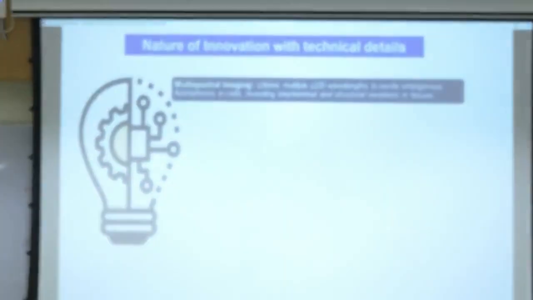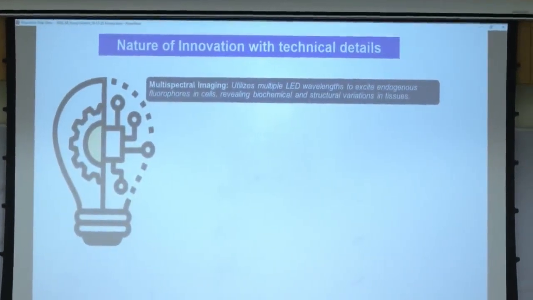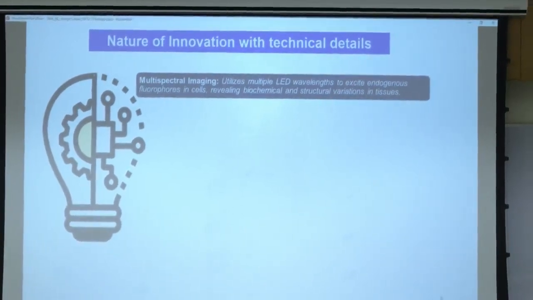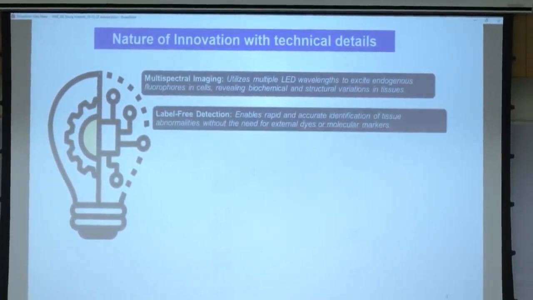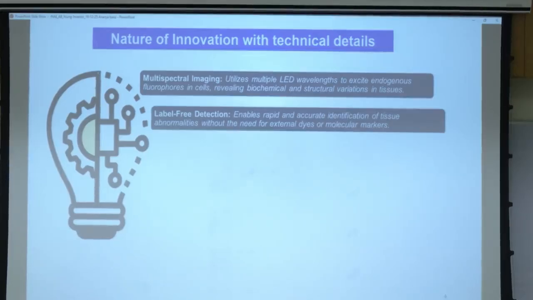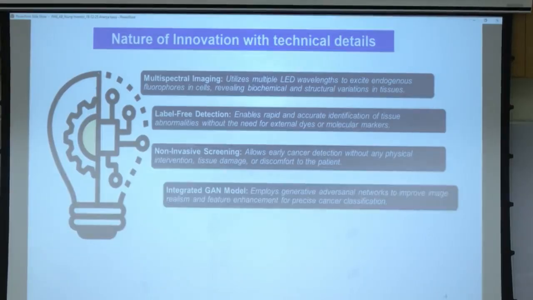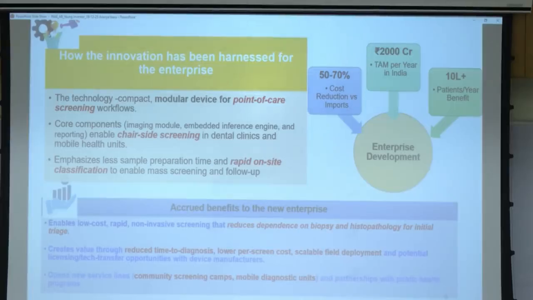So the nature of the innovation is multispectral imaging. We are not depending on only a single type of autofluorescence of the metabolites. We are taking 3-4 signatures of the cellular metabolic status, and then we are interpreting them. This is label-free detection, where we are not using any stain. It is non-invasive, because we are taking exfoliated cells, and sometimes saliva is also helpful. And we have integrated the GAN model and a cost-effective screening system.